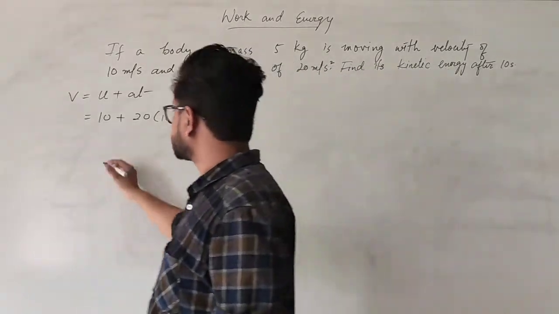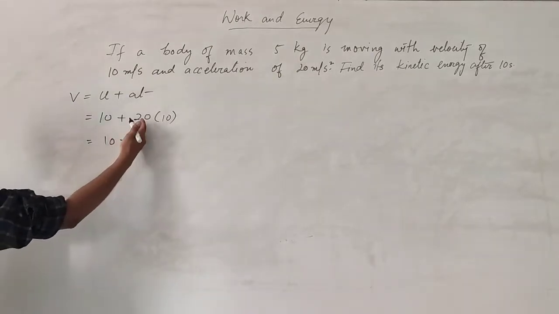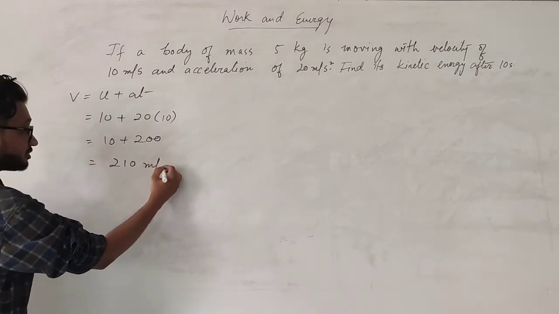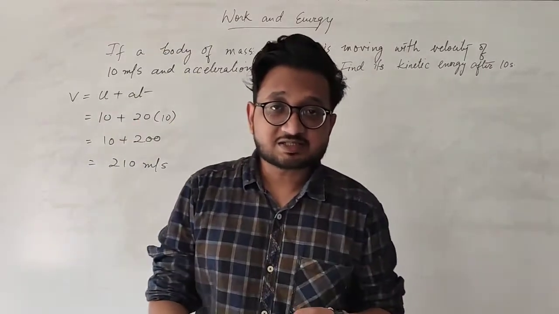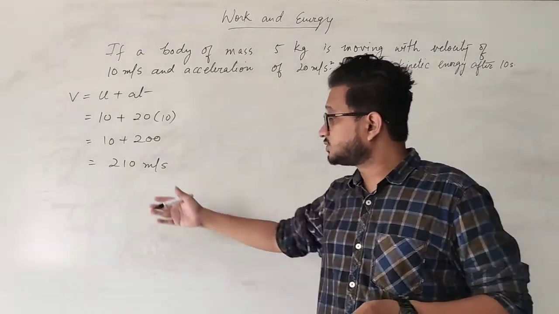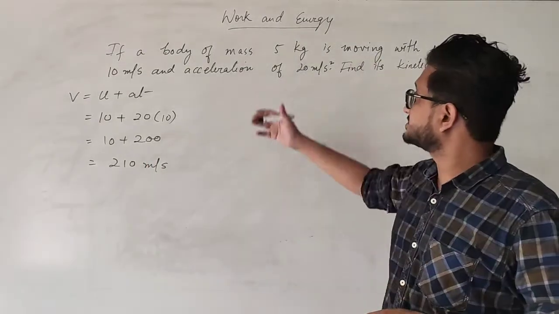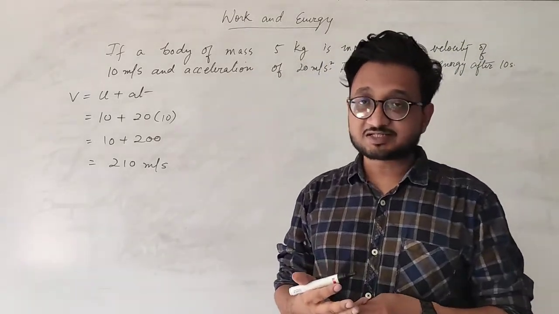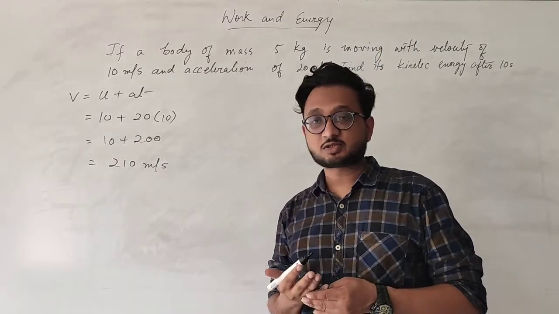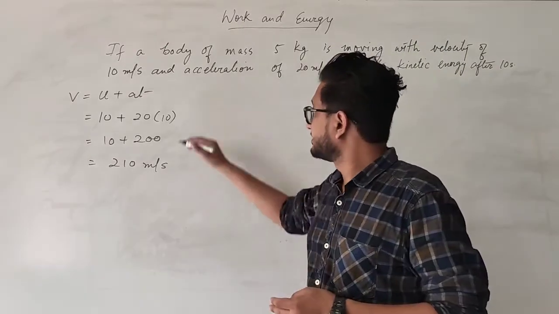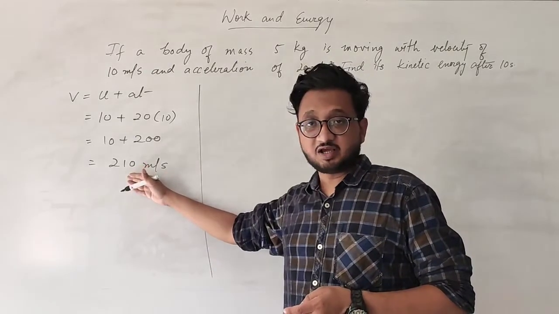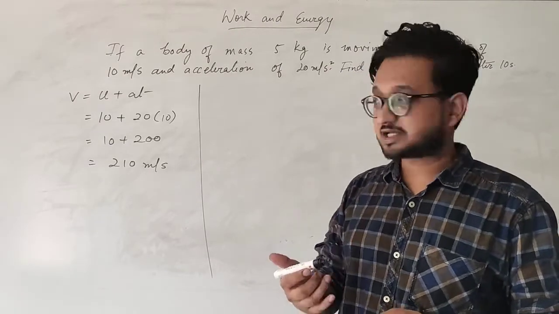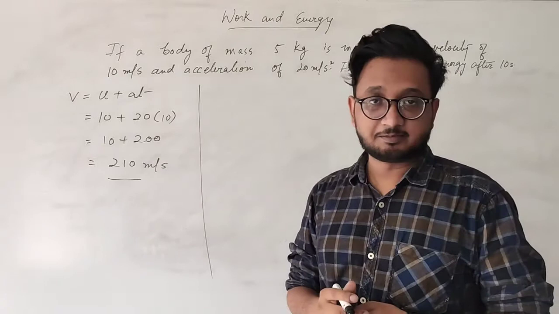Simply solving this, you get 10 plus 20 into 10 is 200, and so you get 210 meters per second. So after 10 seconds, its velocity is going to be 210 meters per second and not just 10 meters per second. So you cannot find the kinetic energy directly if the object is in acceleration. It is not moving with constant velocity. Okay, so now that you have the final velocity after 10 seconds, you can find the kinetic energy after 10 seconds using this new velocity.